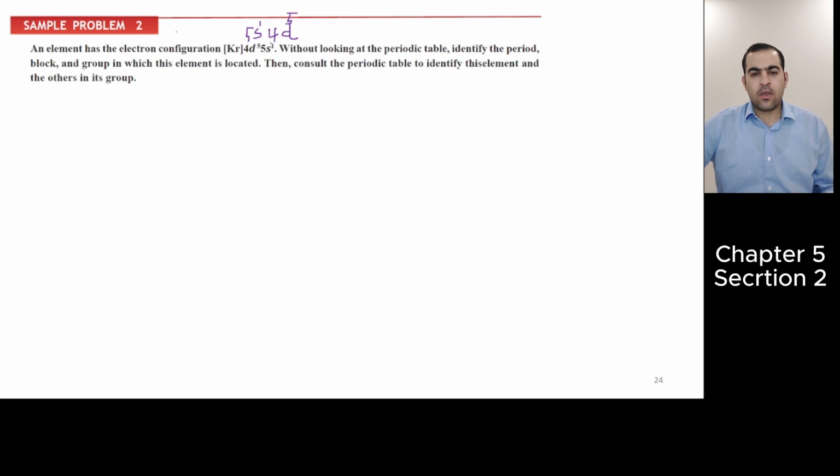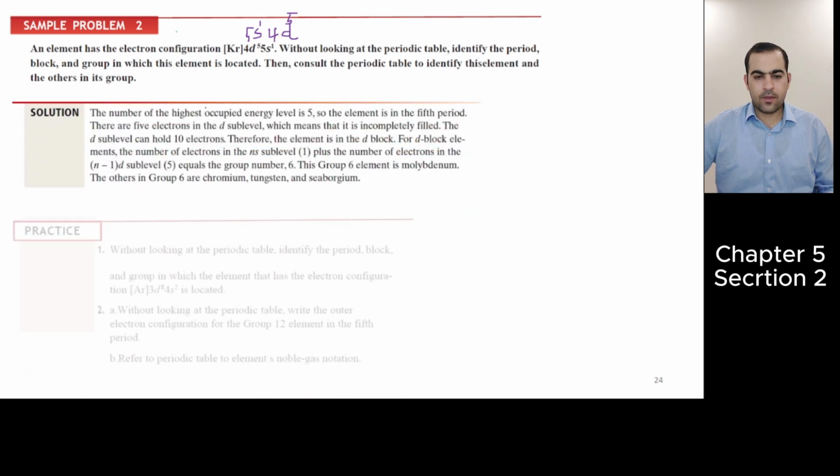Okay. The last sublevel that contains electron is D. So this element is in D block. The highest occupied energy level is 5, or the number before last is 5. When it's D block, number of group equals number of electron in last S, last D. 5 plus 1 equals what? 6. So this element is in 6th period.